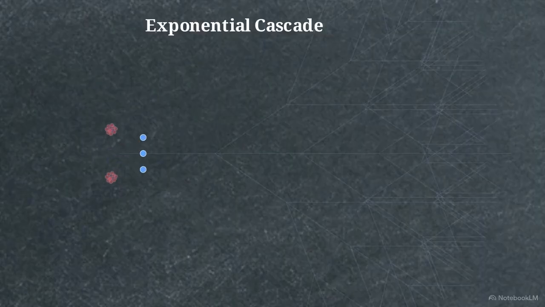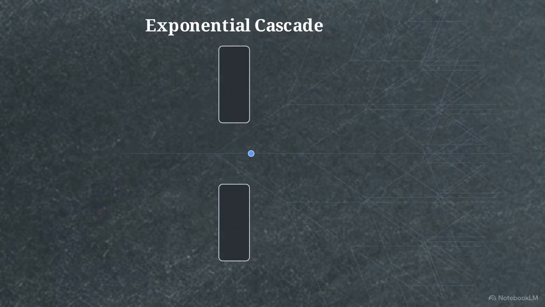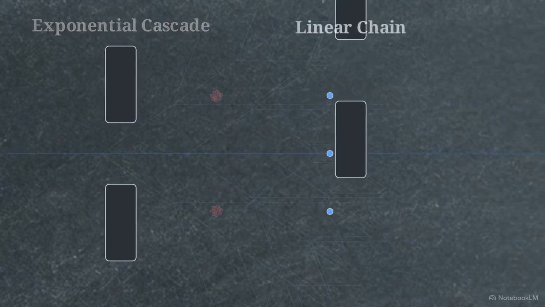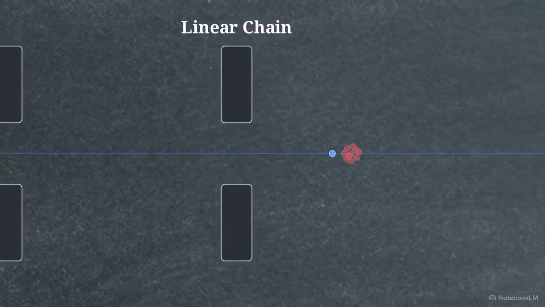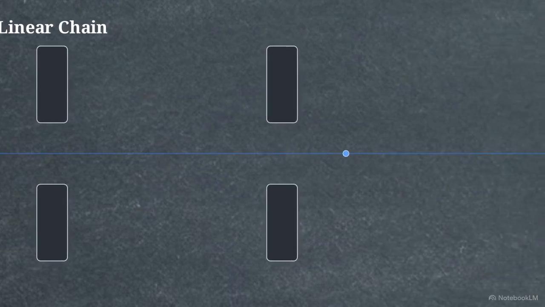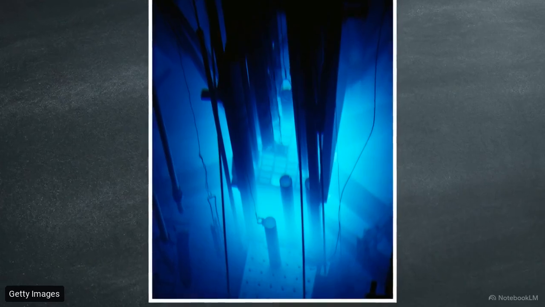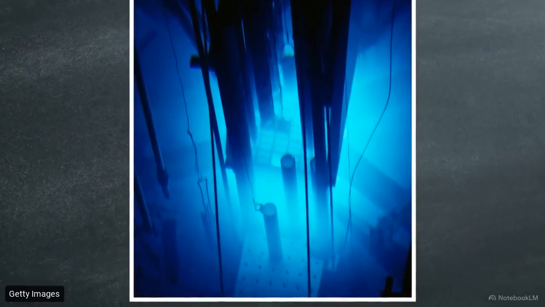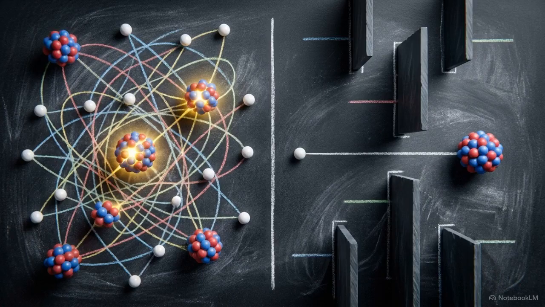For the reaction to remain steady, engineers must intervene, removing 2 out of every 3 neutrons produced. This intervention turns an exponential cascade into a linear chain, where one split leads to exactly 1 more. The thermal energy from this linear sequence is used to boil water and drive turbines. The difference between a weapon and a power plant is determined by the mechanical mitigation of these neutrons.